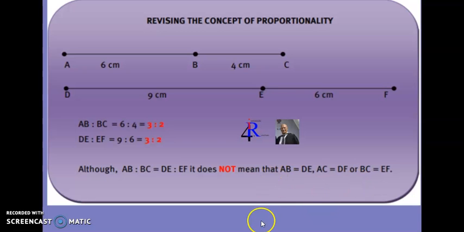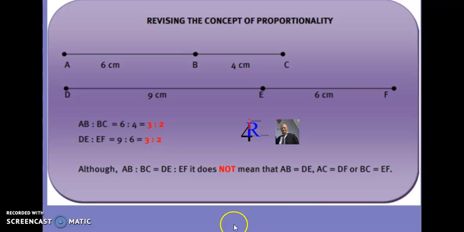Let's briefly look at the concept of proportionality when we recap this. If I have line segment AB to BC, I will have a 6:4 ratio, and simplified it will give me a 3:2. And I say I've got DE to EF. Once again, this can be simplified from 9:6, and 3 goes into 9 three times, and 3 goes into 6 twice. So also a 3:2 ratio.